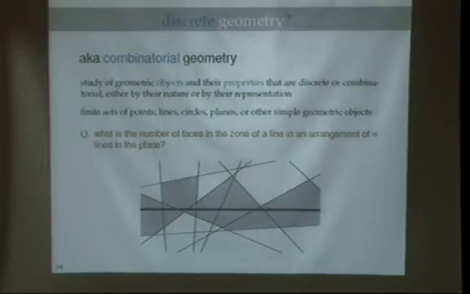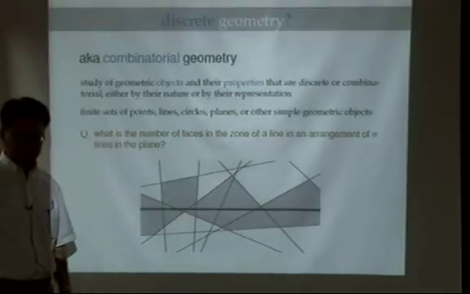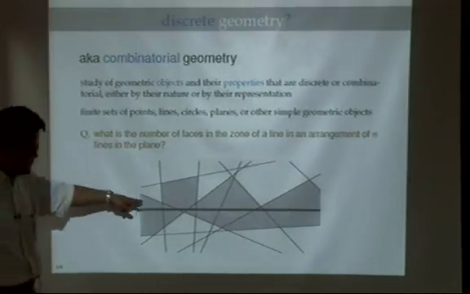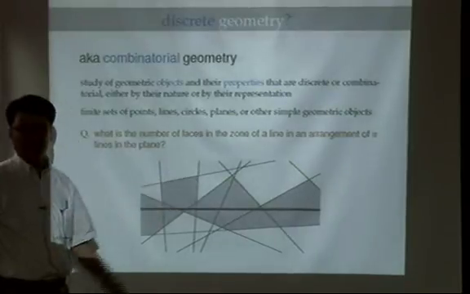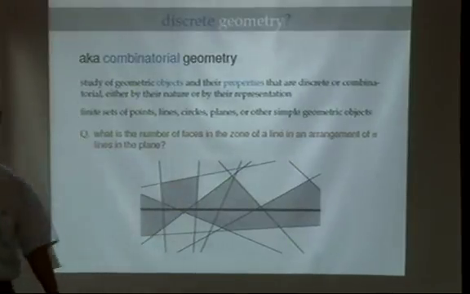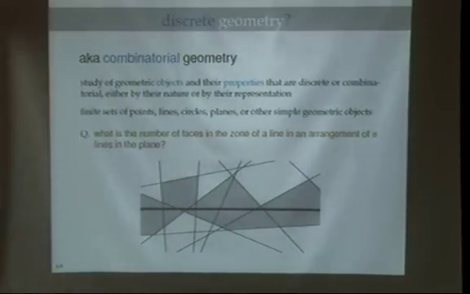So you mean how many does this line intersect? Not only lines, but the faces. Yes, the faces. So zero faces or one faces, two faces. The zero faces are these intersection points, yes. And one faces are these edges. Two faces are simply the regions themselves. Then how many faces are there in the zone of the line? This is a typical discrete geometry question, and the answer is still c times n, linear. If you have n lines, then the zone size is simply linear.